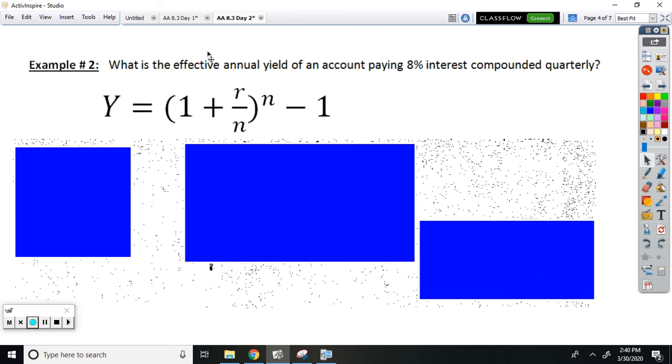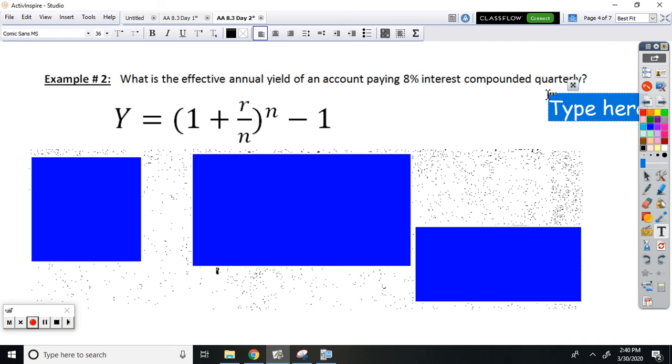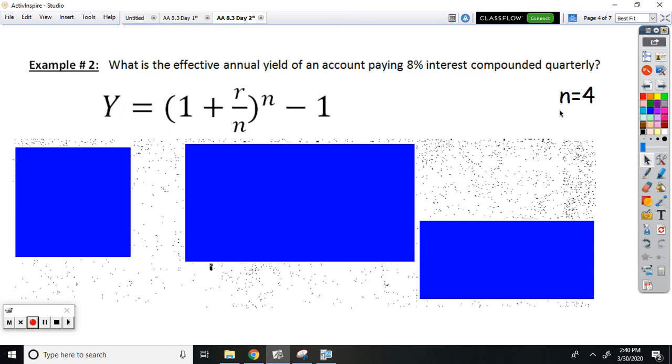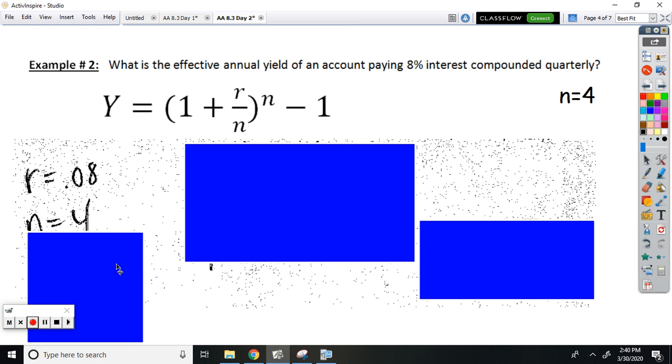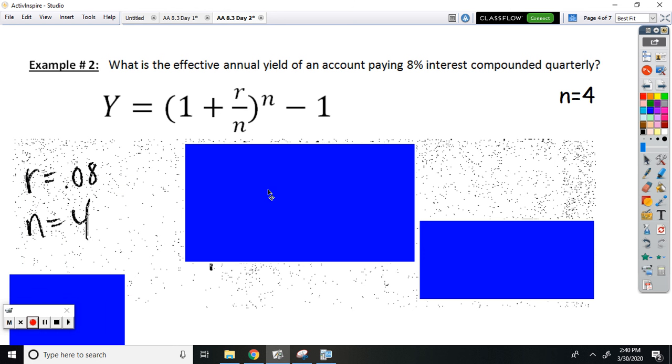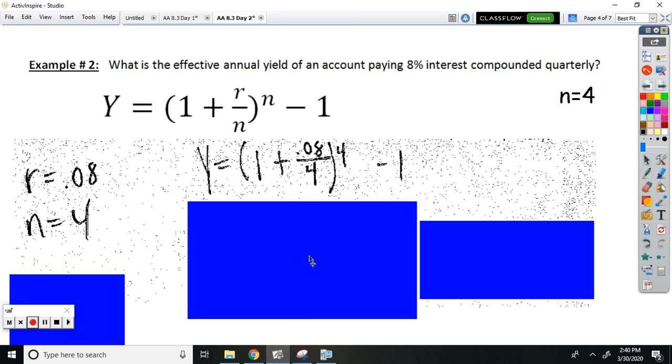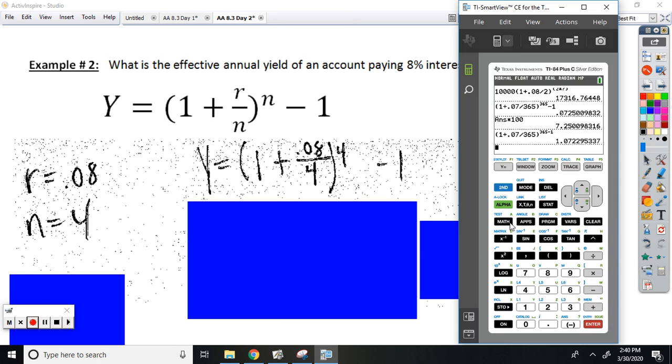Next one, we have, again, an effective annual yield. Interest rate was 8% and compounding it quarterly. What does quarterly mean? N would be what? 4, correct. So R is 0.08, N is 4. We'll plug in our values using our calculators.